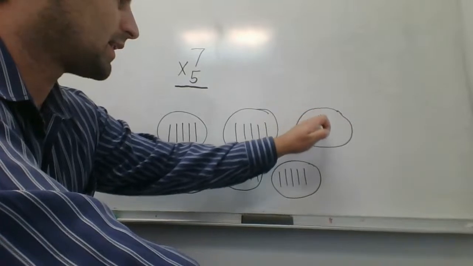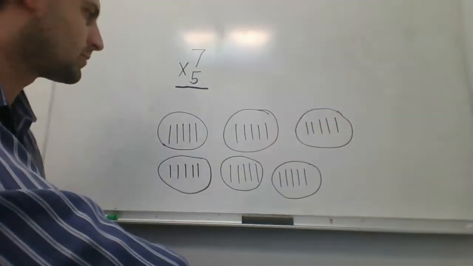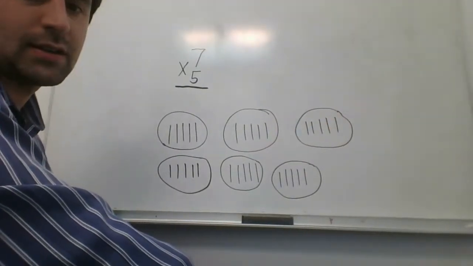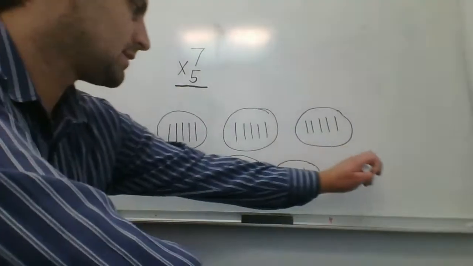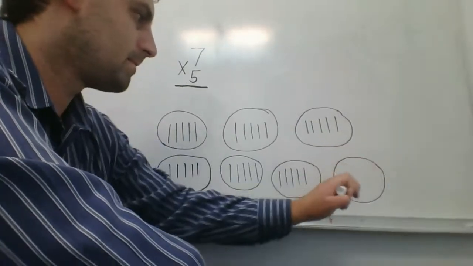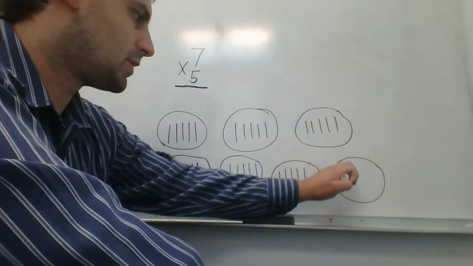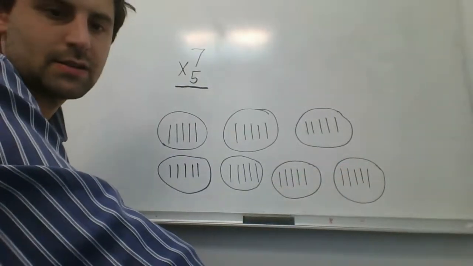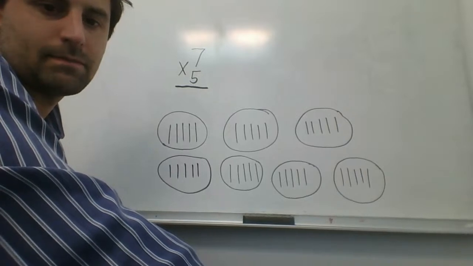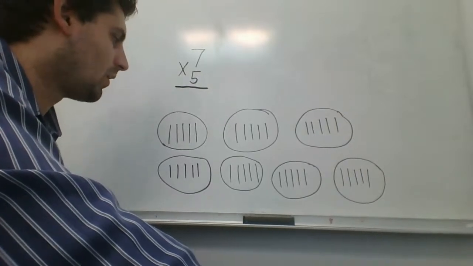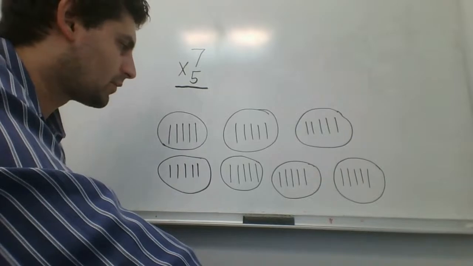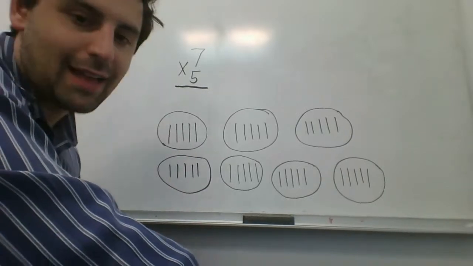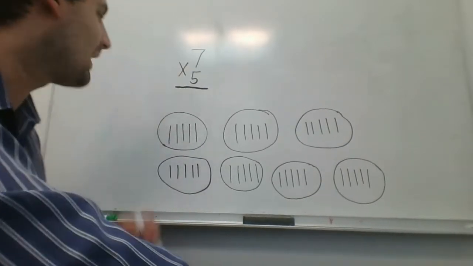26, 27, 28, 29, 30. 6 groups of 5. 31, 32, 33, 34, 35. 7 groups of 5. So I made 7 groups. I had 5 tallies in each group, and the total number of tallies is 35.